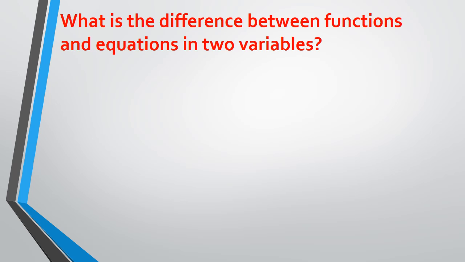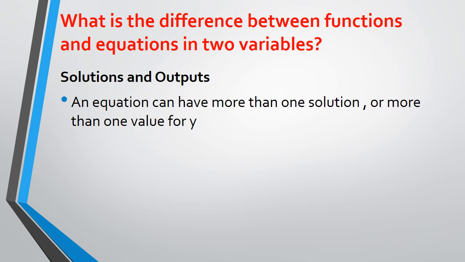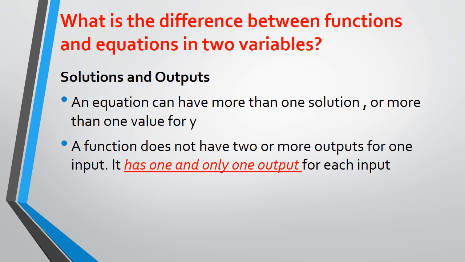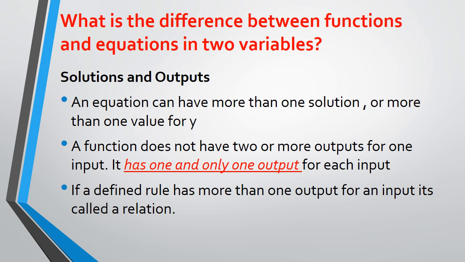The second difference between functions and equations in two variables is solutions and outputs. An equation can have no solution, one solution, or many solutions for y. In functions, each input can have one and only one output. Each input is assigned one and only one output. If the input has more than one output, it is not called a function anymore, it's just a relation.